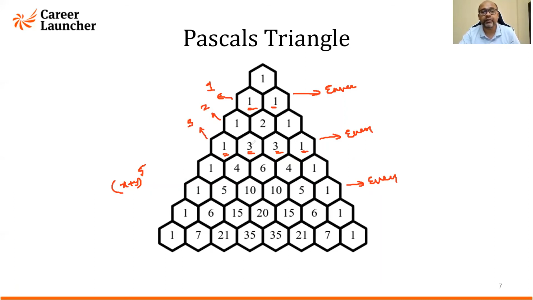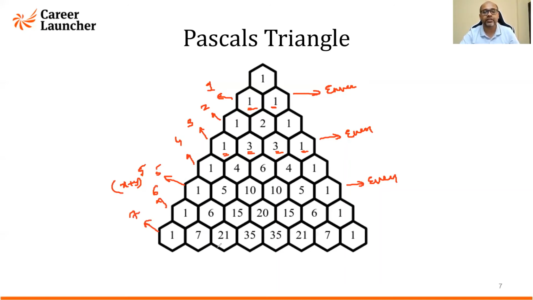Power 3 means there will be 4 terms. That's why I'm saying even number of terms. This is power 4. This is power 5. Power 5 means 6 terms. This is power 7. This will become power 8. Power 8 means odd number of... is it 8? 5, sorry, I made a mistake. 5, 6 and 7. Power 7 means 8 terms.